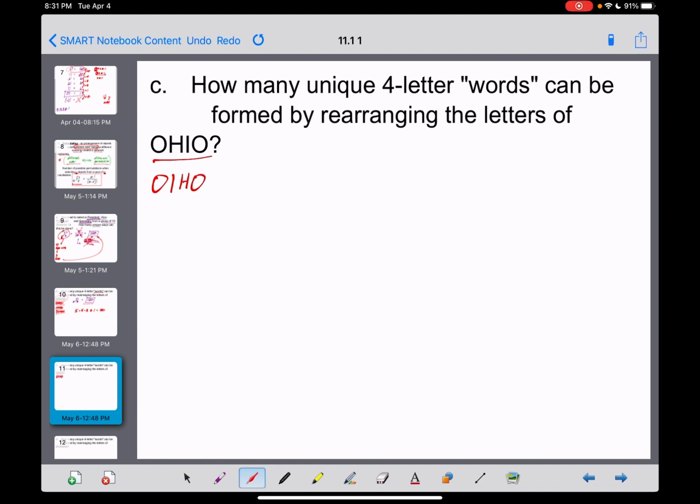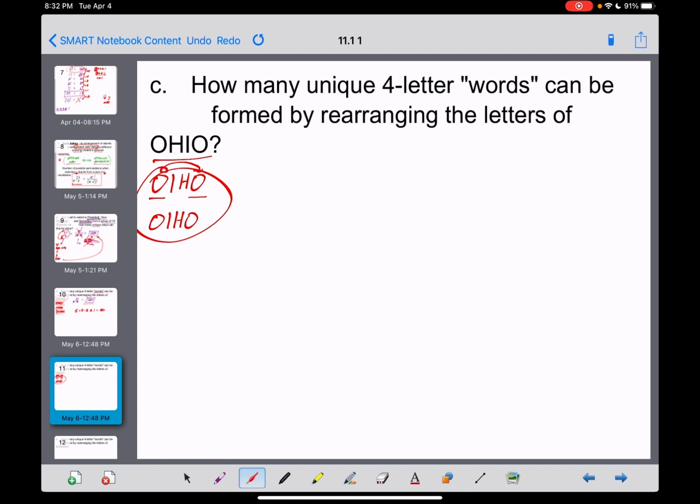O-I-H-O. All right, there's another one right there. But the interesting thing is, what now happens if I switched just the first letter and the last letter? If these two traded places, I'd get O-I-H-O again. That is the same word, quote-unquote word, twice.